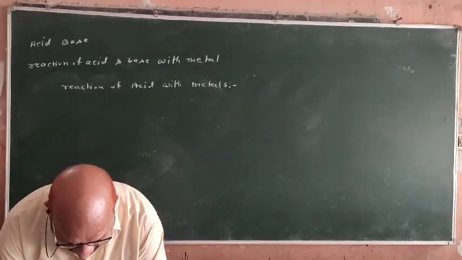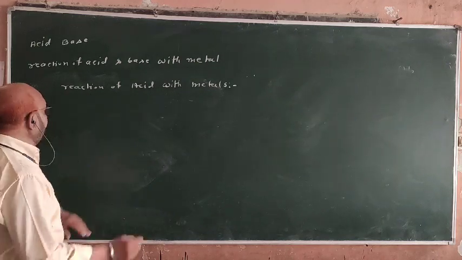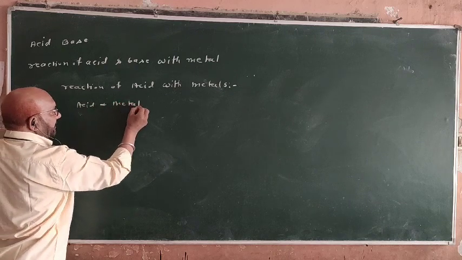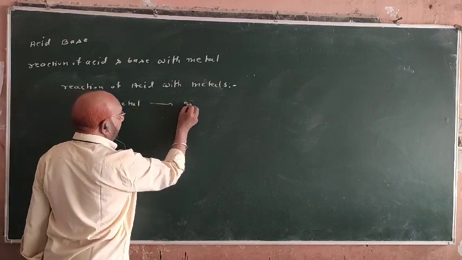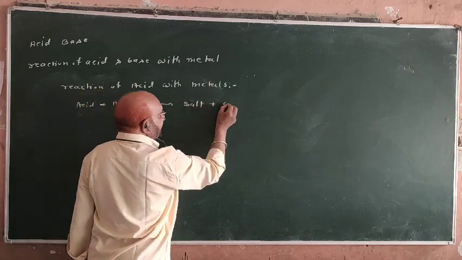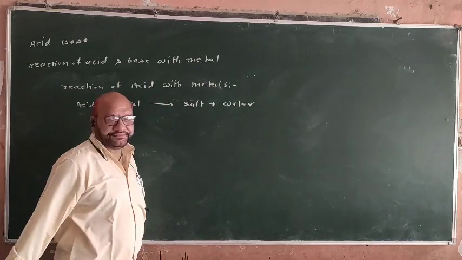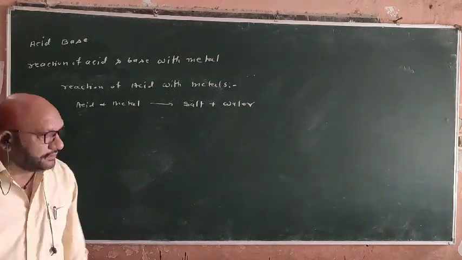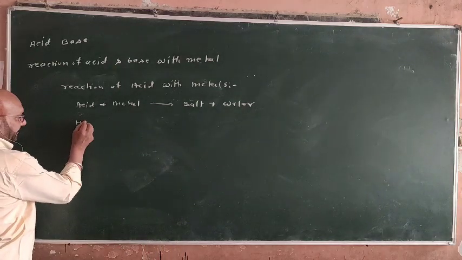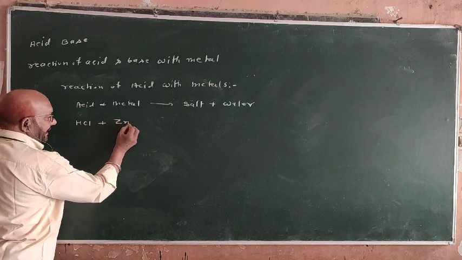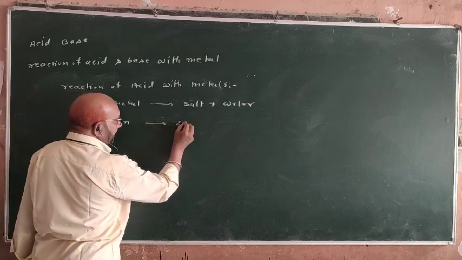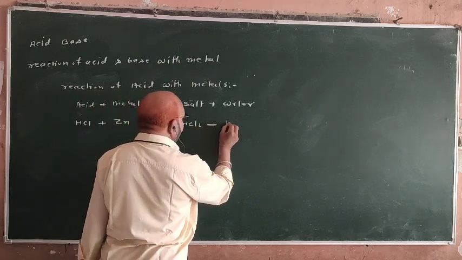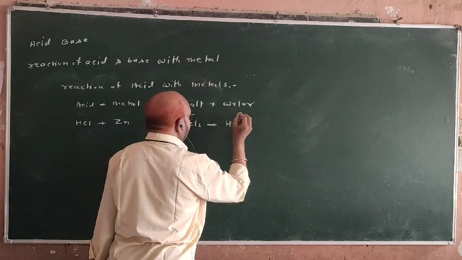First, when acid reacts with metal, acid plus metal, any metal, gives salt plus water. For example, acid HCl and metal Zn give salt ZnCl2 plus H2. Hydrogen gas is evolved.